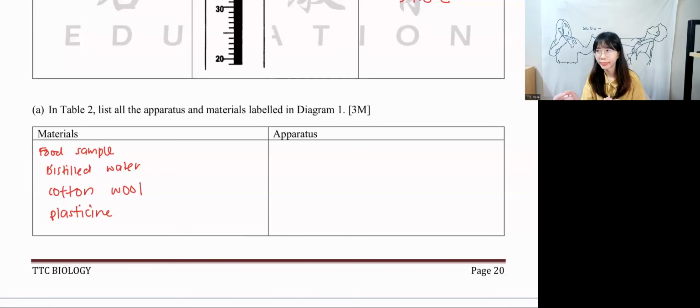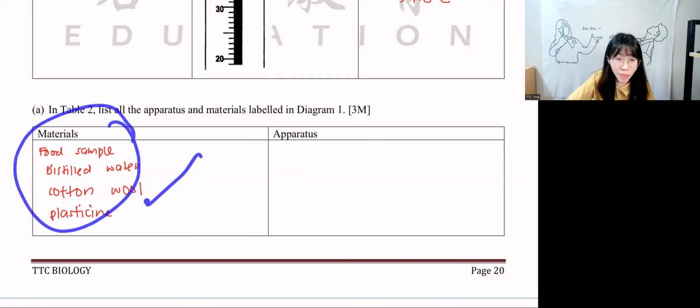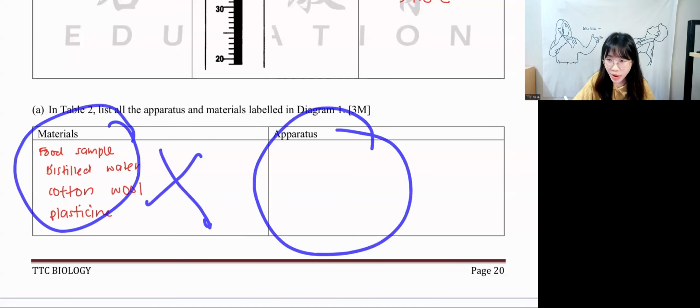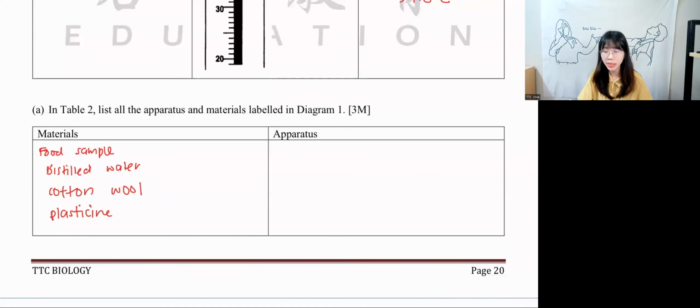Matches, don't need to write matches over here. What is the difference between material and apparatus? Material are the things that cannot be reused. Apparatus are the things that can be reused. For example, needle can be reused. We can reuse boiling tube, retort stand, thermometer.